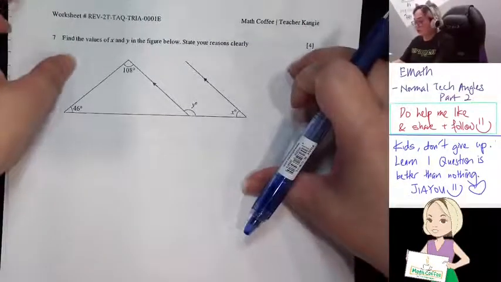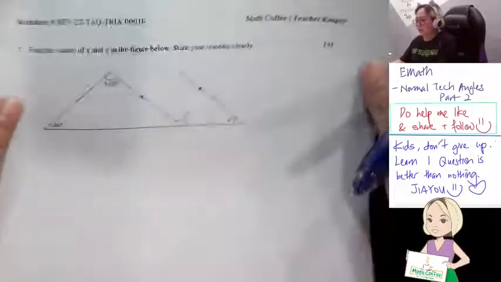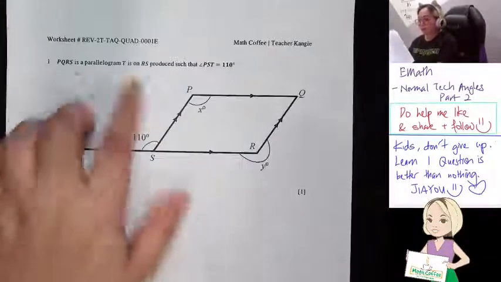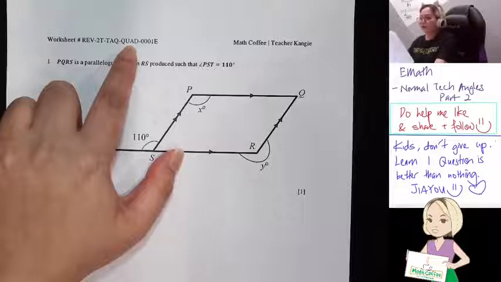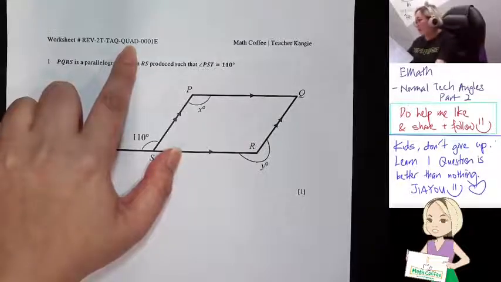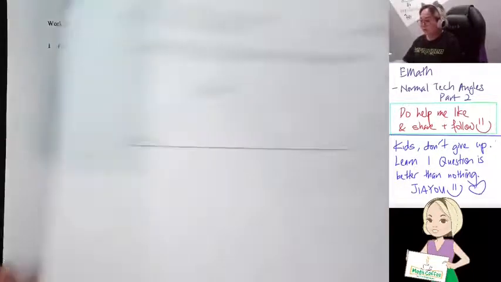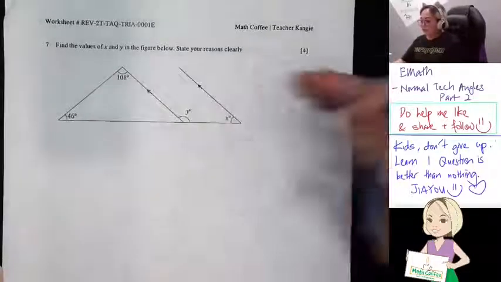Hopefully we can finish the triangle. I prepared 10 questions for the triangle. The next one we will be focusing on quadrilaterals, whereby we have parallelogram, trapezium, and all these things. Next, find the values of X and Y.